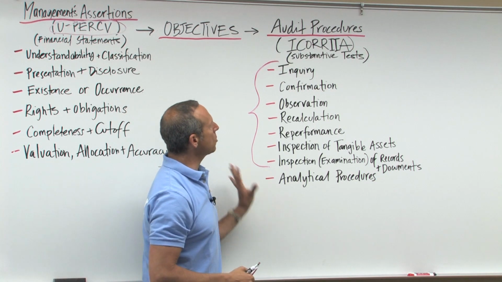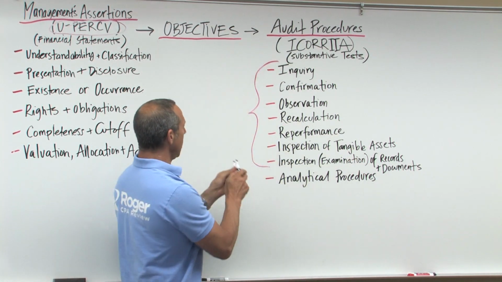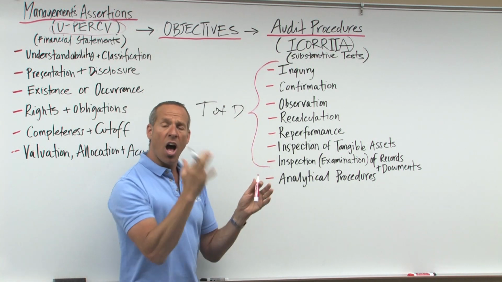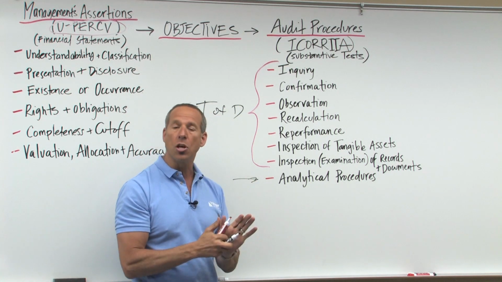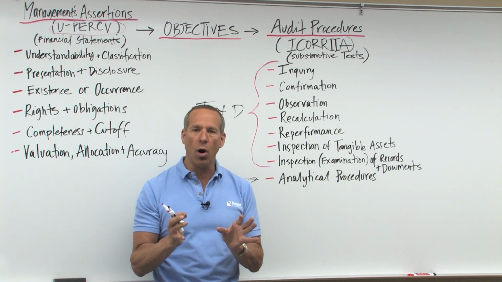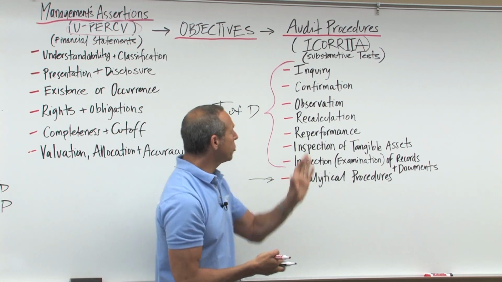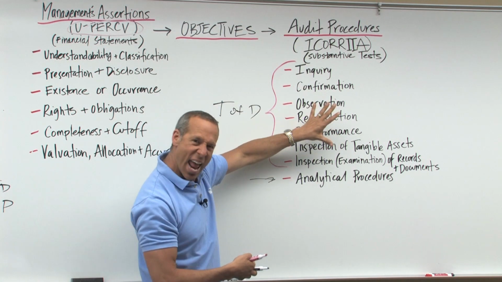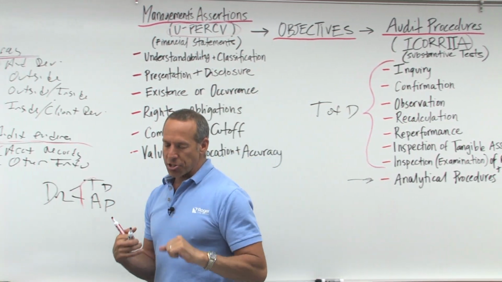We're going to learn later that there are two different types of substantive tests. What are they? Tests of details, T of D, the tests of details of accounts, transactions, and balances, and analytical procedures. Those are the two types of risks as well. So detection risk means the risk you don't detect the error while you're doing your test of details of accounts, transactions, and balances, and while you're doing analytical procedures. So that is your DR, that is your detection risk.